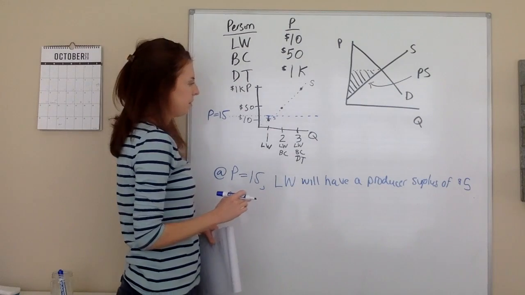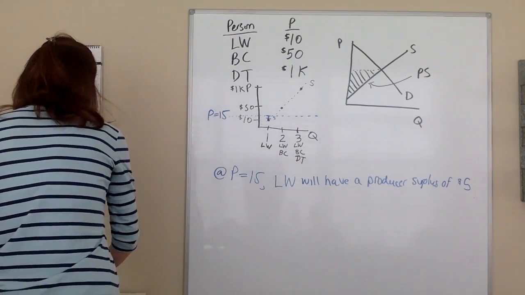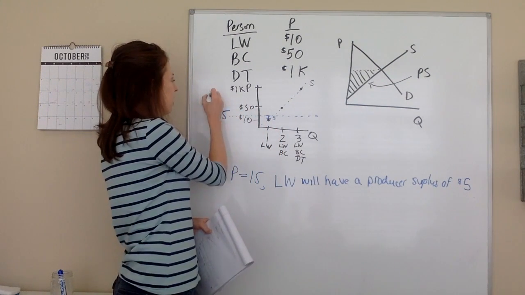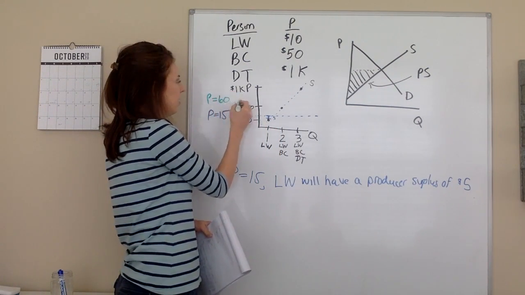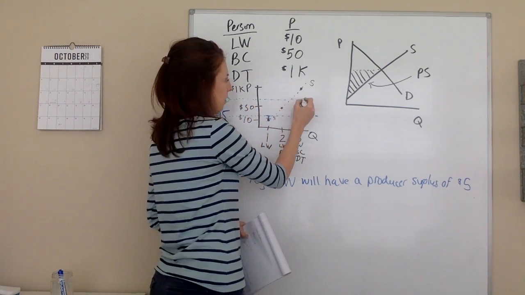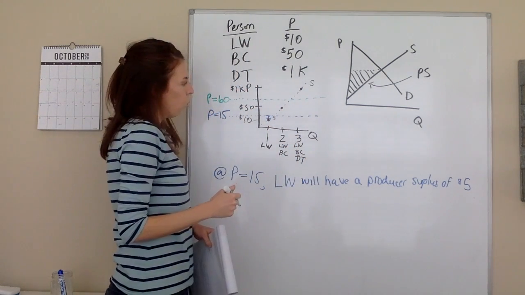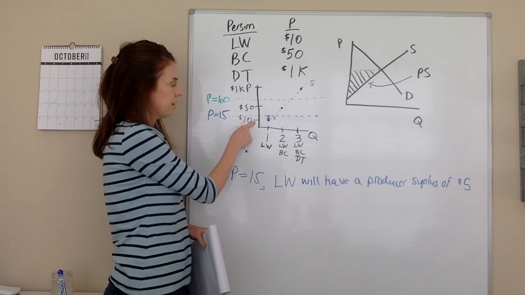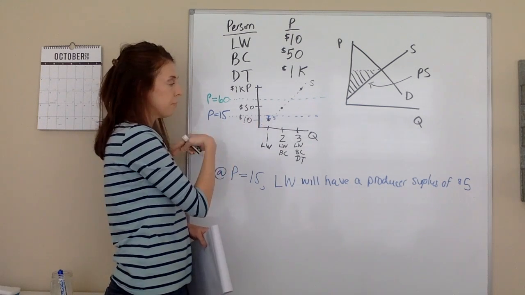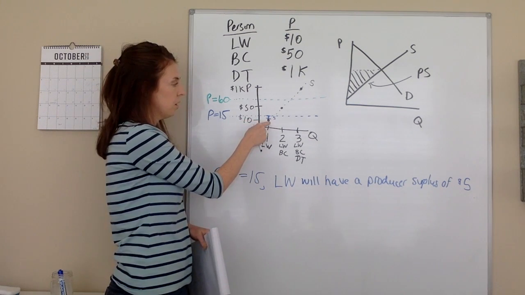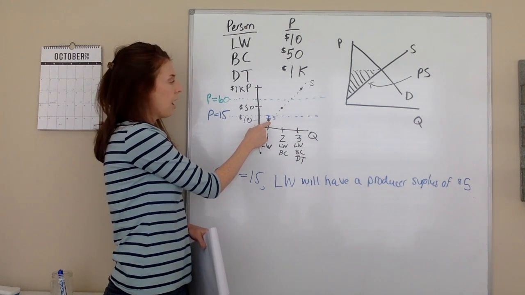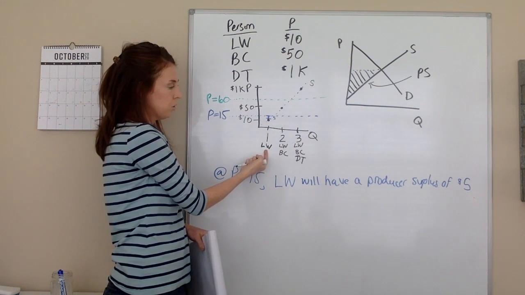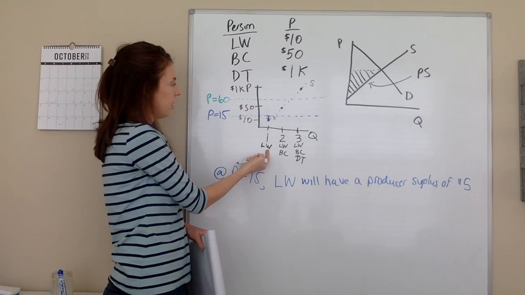Okay, what if instead of $15, the market price was like $60? Let's have price equals 60, and we'd have another price up here. Well, this is great for me because I'm comfortable with $10. So my individual producer surplus would rise a lot. I'm getting $60, so my producer surplus here would be $50.